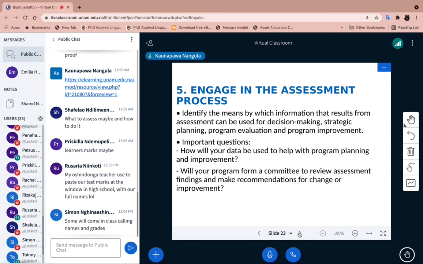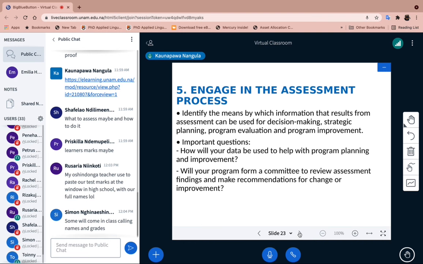Who needs to have remedial classes? Do you understand? That's what we mean by decision making. And strategic planning, this is everything to do with how you are teaching. Let's say, when it comes to teaching mathematics, how are the students performing? Maybe they are performing so poorly.